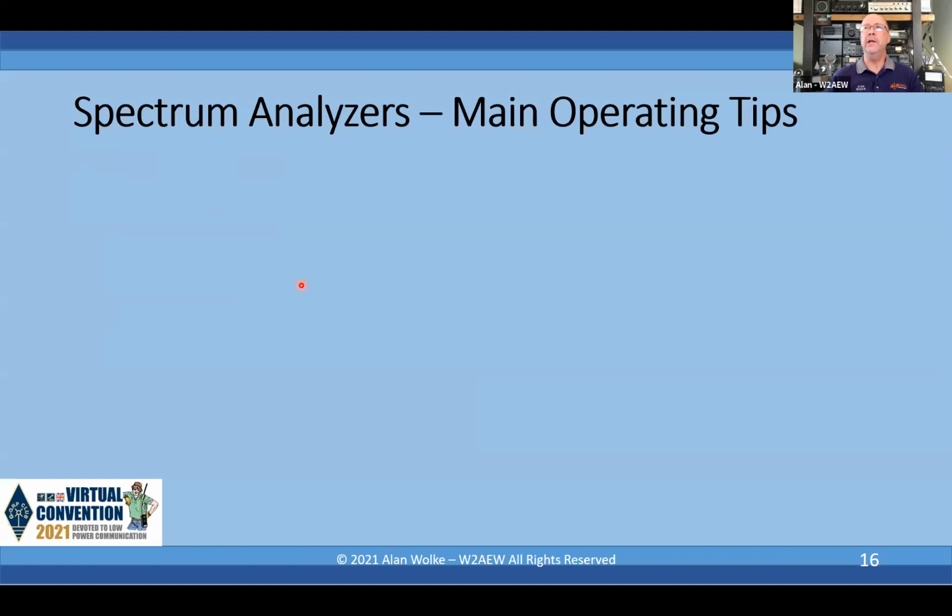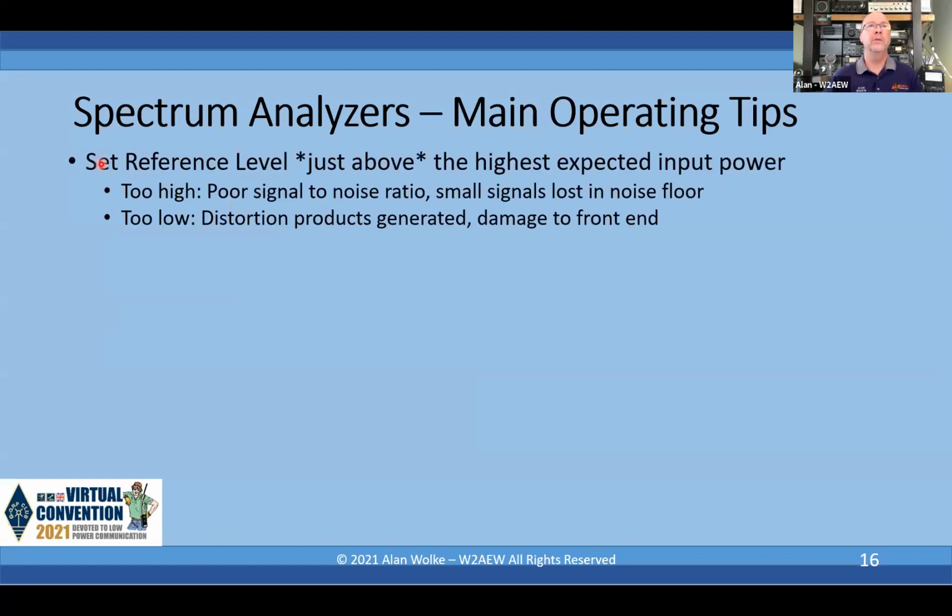So here are your main operating tips for using a spectrum analyzer. One, most important, set that reference level just above the highest expected input power. If you're not sure, set it even higher. Once you bring your signals onto the analyzer, if your peak signal level is 20 dB below the reference level, then you can start knocking the reference level down. But it's always better to start high and work your way down.